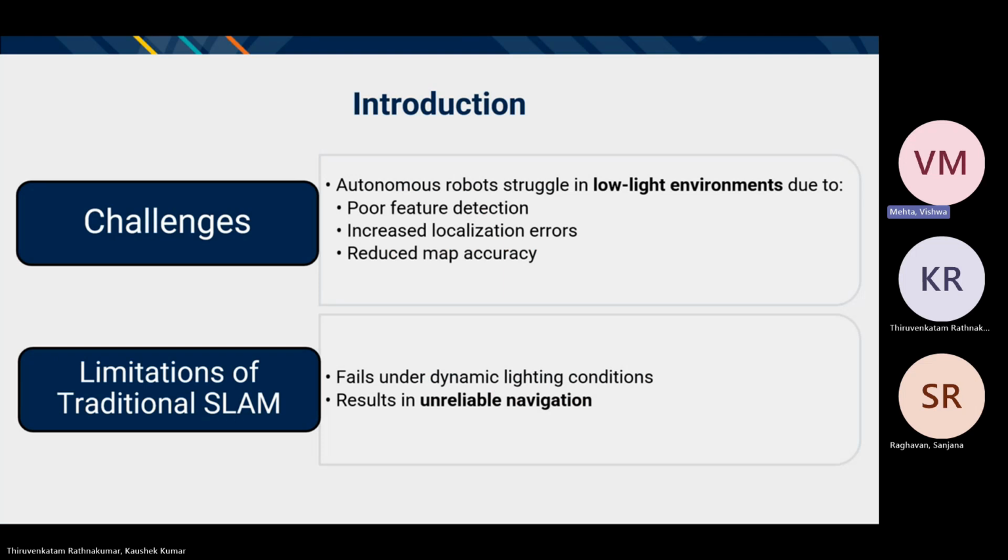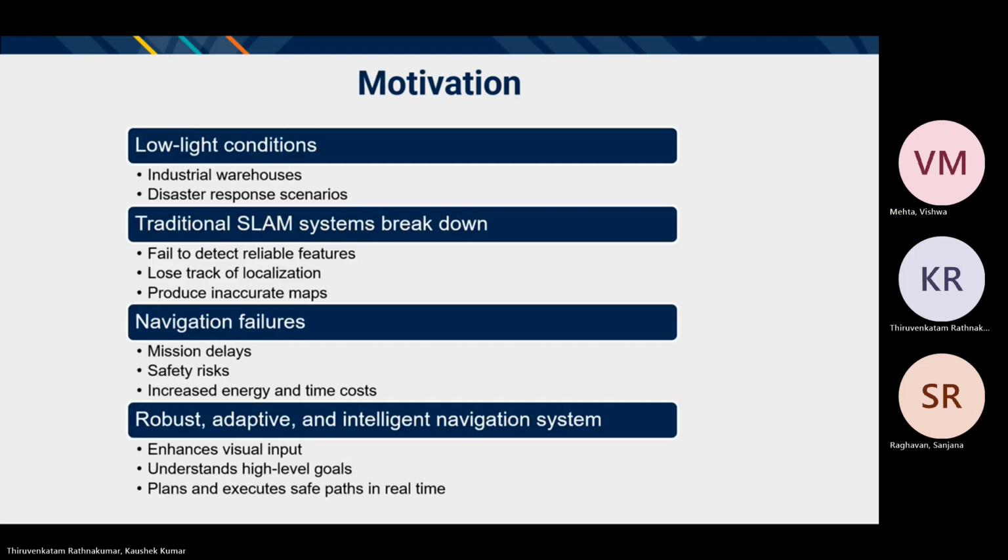When deploying autonomous vehicles in low-light environments, we face several challenges like poor feature detection, increased localization errors, and reduced map accuracy, which leads to unreliable navigation under dynamic lighting conditions. To make autonomous vehicles deployable in industrial warehouses and disaster response situations, they need to be able to detect reliable features and produce accurate maps in dynamic lighting environments.